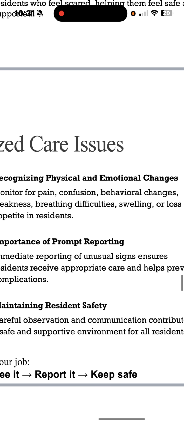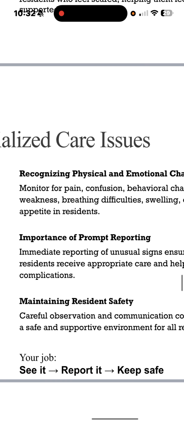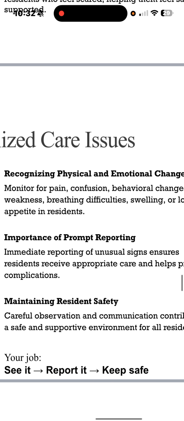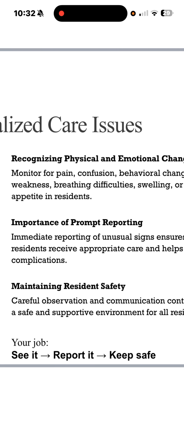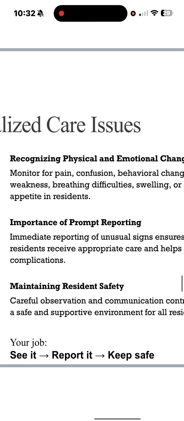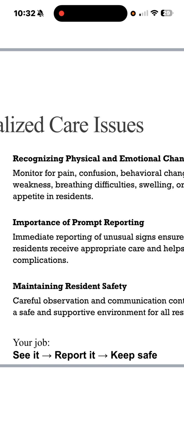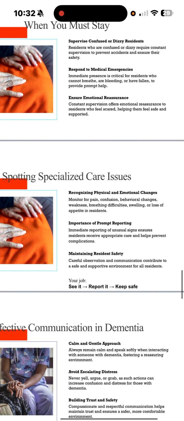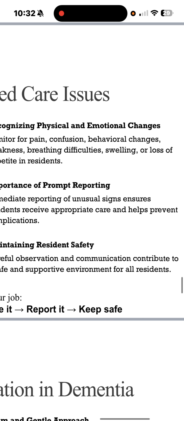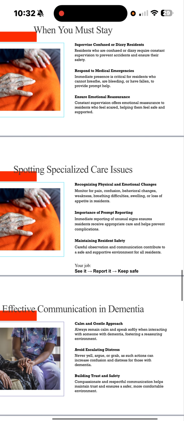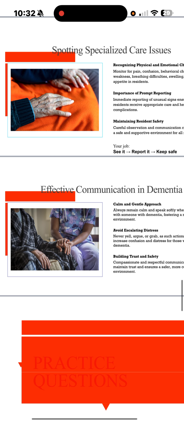Immediately reporting an unusual sign ensures the resident receives appropriate care and helps prevent complications. Maintaining safety, guys. Careful observation and communication contribute to a safe and supportive environment for all the residents. So let's look. Your job is: you see it, you report it, and keep safe. Okay?